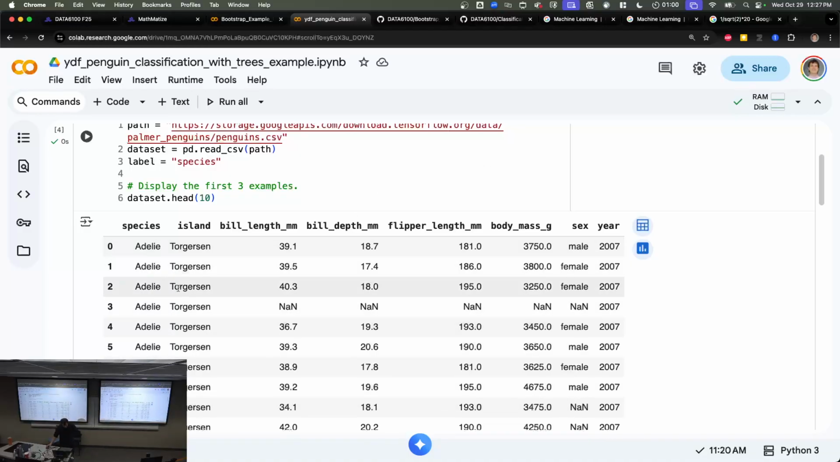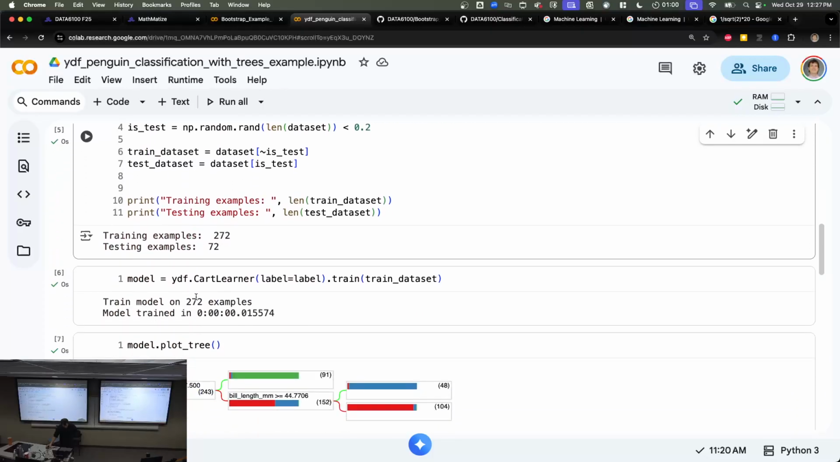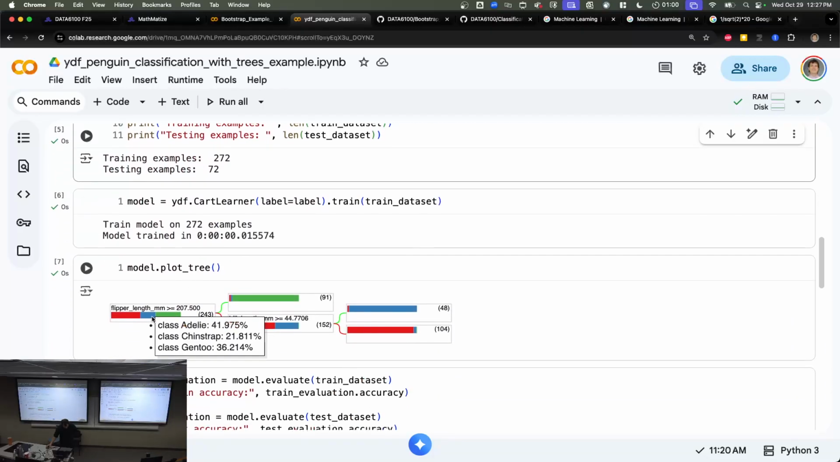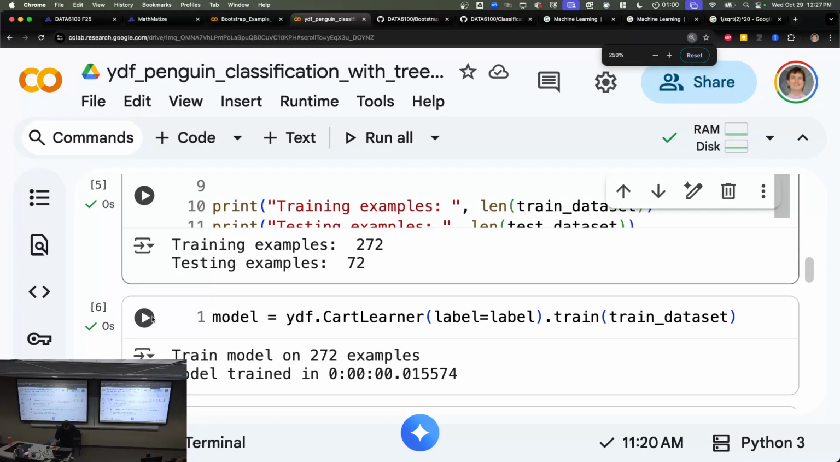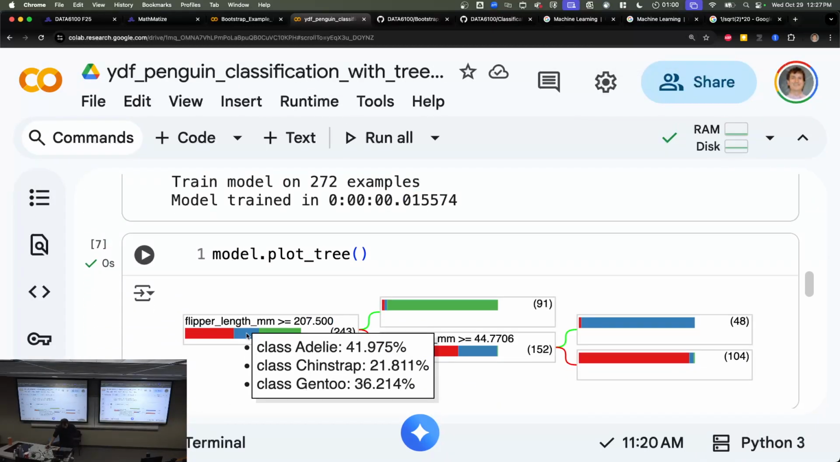What are the 3 types of penguins? There's Adelie, and I think there's also Gentoo, and what was the 3rd type? Yeah, here we go, Chinstrap. These are the 3 types of penguins. So 41% of my data set is these Adelie penguins, 20% is these Chinstrap penguins, and 36% are these Gentoo penguins. And we want to ask simple questions about the penguins to try to classify them.